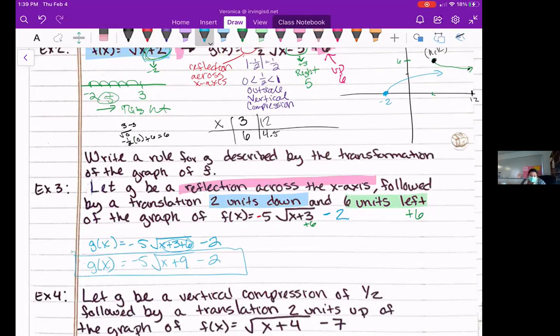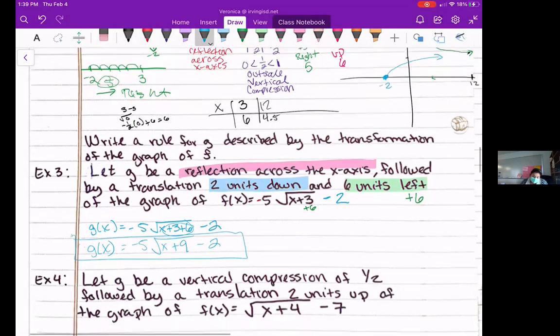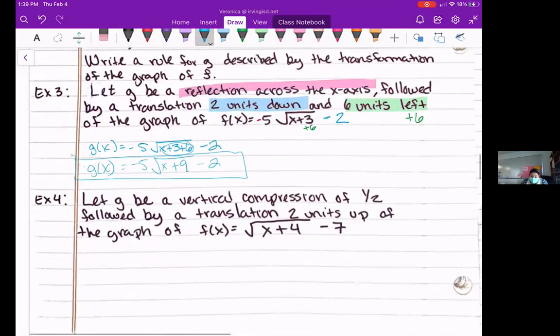And then there's your new rule. So for example 4, same thing. We have a vertical compression of 1/2. And remember, anything that's vertical is straightforward. So you don't have to do the reciprocal of anything. You don't have to do the opposite of anything. The number they give you is the number it is, and then that's it.